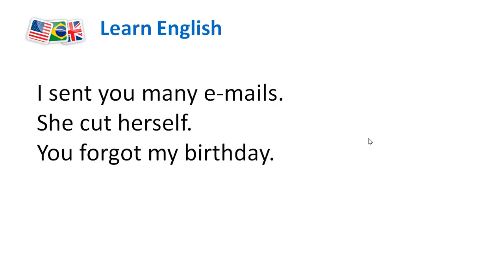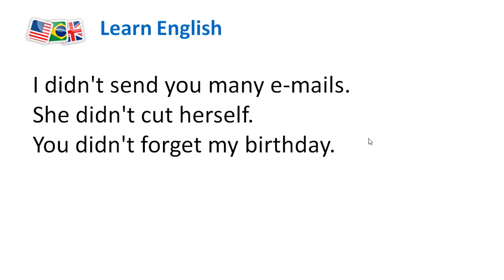Let's take a look at a few of them. I sent you many emails. She cut herself. You forgot my birthday. As you can see, these verbs have their own form of showing that the sentence happened in the past. When we transform these sentences into negative, the main verbs go back to their original form. Take a look. I didn't send you many emails. She didn't cut herself. You didn't forget my birthday. Again, we are using didn't to show that the sentence is both in the negative and in the past.